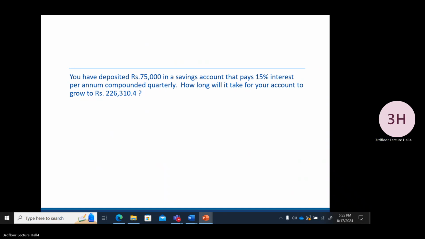compounded quarterly. So our formula is: future value is equal to present value into (1 plus R divided by M) to the power N into M. We have to apply this one because it is a frequent compounding situation. So R divided by M is how much? 15% divided by M. How much is M here? It is 4.